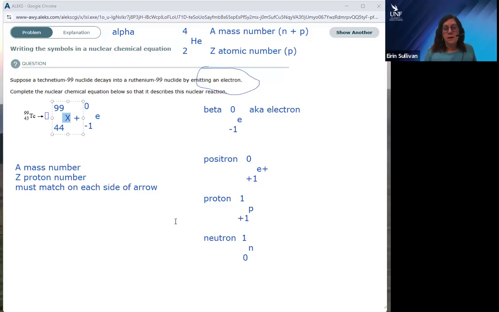So technetium-99 is the parent nuclide, and this new nuclide, which has Z of 44, still has a mass number of 99, is going to be our daughter. So you're going to need to get your periodic table and look at what has Z of 44, and that is ruthenium. So an alchemical reaction, if you like, is what's happening.